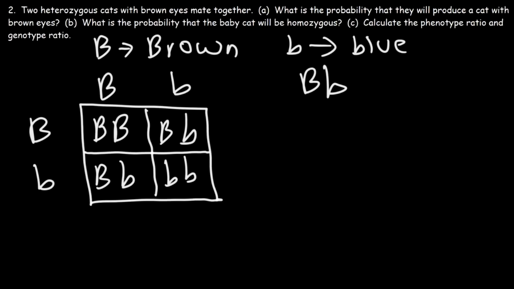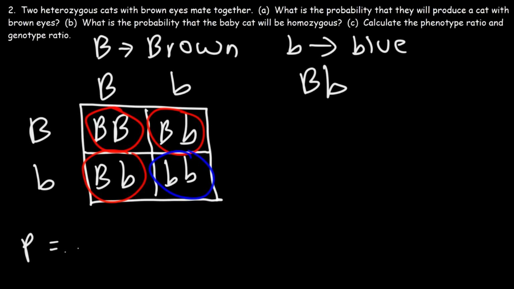So now we could focus on answering the question. What is the probability that they will produce a cat with brown eyes? So which cats will have brown eyes? So this one will be brown, and the same is true for these 2. And this particular cat will be blue. So out of 4 cats, 3 of them will have brown eyes.